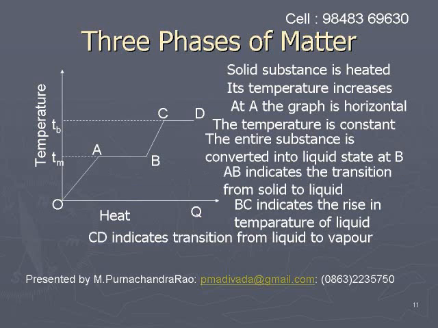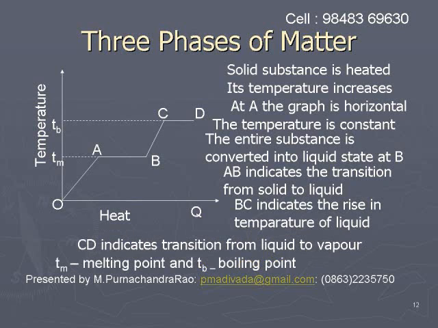So at C, once again we notice a horizontal graph. This indicates that the temperature remains constant, and in this case the heat energy is utilized in converting liquid into vapor state. So this indicates transition from liquid to vapor. So the temperatures corresponding to AB and CD are constant temperatures, and the temperature corresponding to AB is TM, called melting point. The temperature corresponding to CD is termed as TB, and it is boiling point.